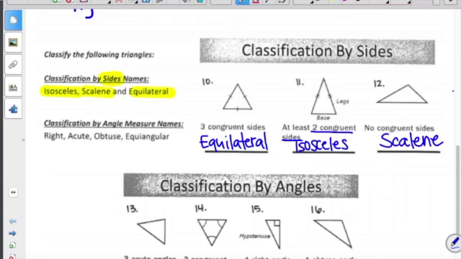You can tell by looking at the picture because they have matching marks. So those all 3 have the same line, so those are congruent or equal. Number 11 are isosceles. We have 2 sides that have matching marks, so those 2 are congruent or equal. And the last one has no matching marks, or you might see something like this, where they're all different, and that tells you that they are not the same. So that would be a scalene.